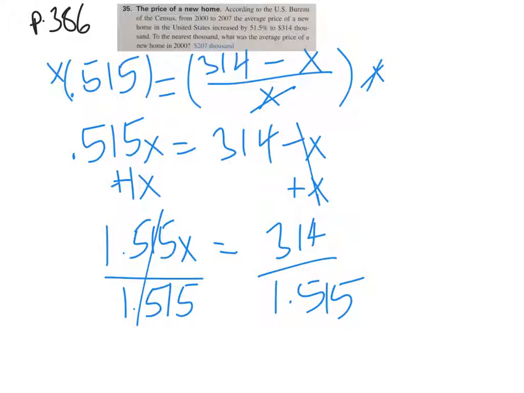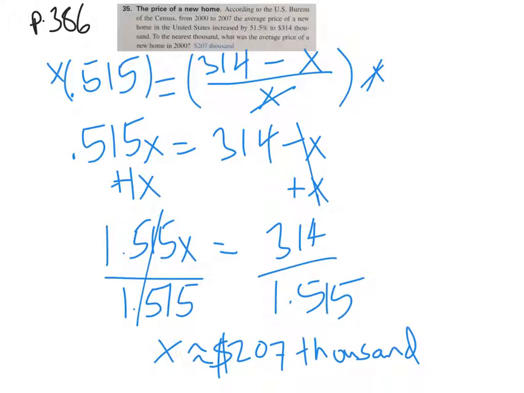Cancels out here, and you should get x equals, this is a percent by the way, so I think we're going to get a decimal first. Oh, I'm sorry, this isn't a percent. This is the amount in 2000. So our number will be about equal to 207,000. We'll round it to that. And this is money, of course, so $207,000. So it was $207,000. It increased 51.5% to 314,000. So this amount here that we got was the amount in 2000, the original amount.